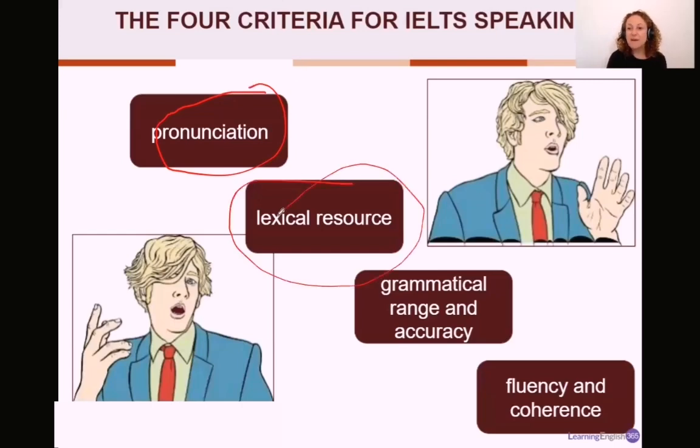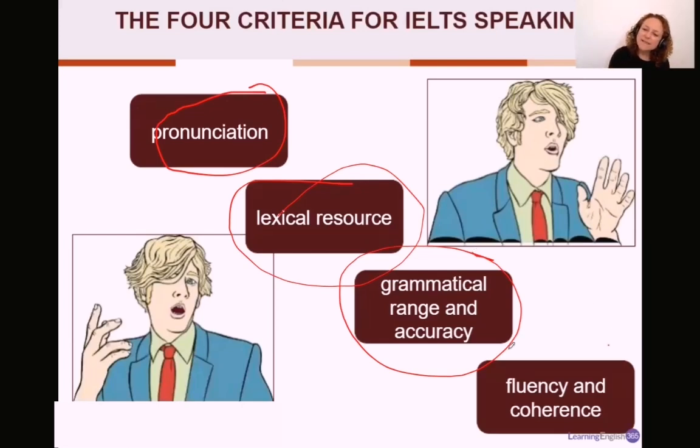Lexical resource. This is about your vocabulary, your range of vocabulary. You are expected to have a wide range of vocabulary, but also that you're using it accurately, and you're using words appropriately and in the right context. Grammatical range and accuracy, again, is it correct? But also, is there a wide range? Are you mixing up your tenses? Are you mixing simple sentences with more complex sentences?